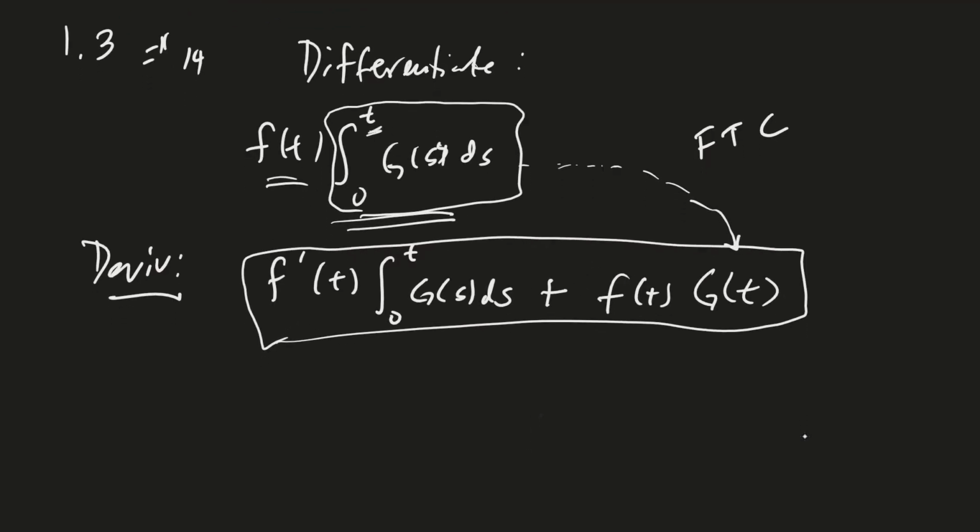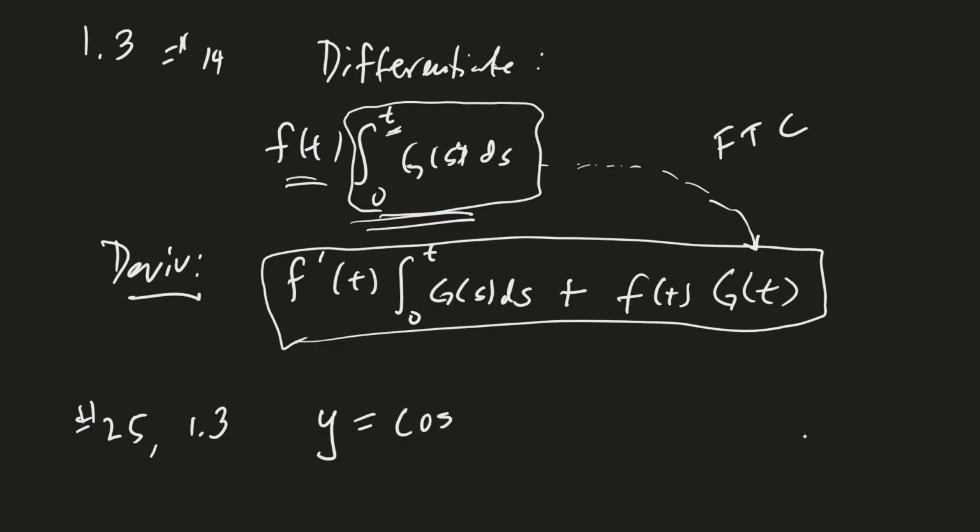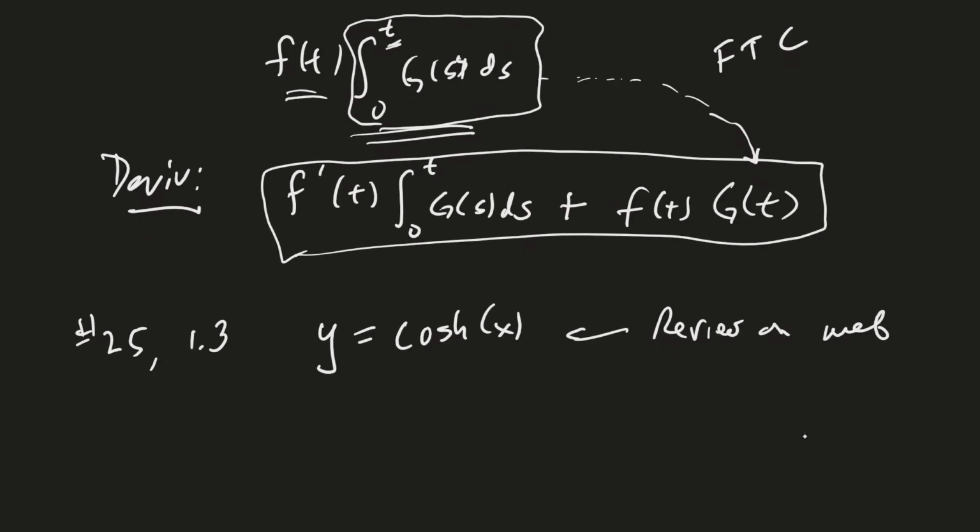For number 25 in 1.3, I just wanted to make a note about the cosh function. y equals the hyperbolic cosine of x. I know some of us haven't seen the hyperbolic sines and cosines before, and so there is a review sheet on the web. That's on our class website, class web page. That's not on Canvas. It's on the regular class website.